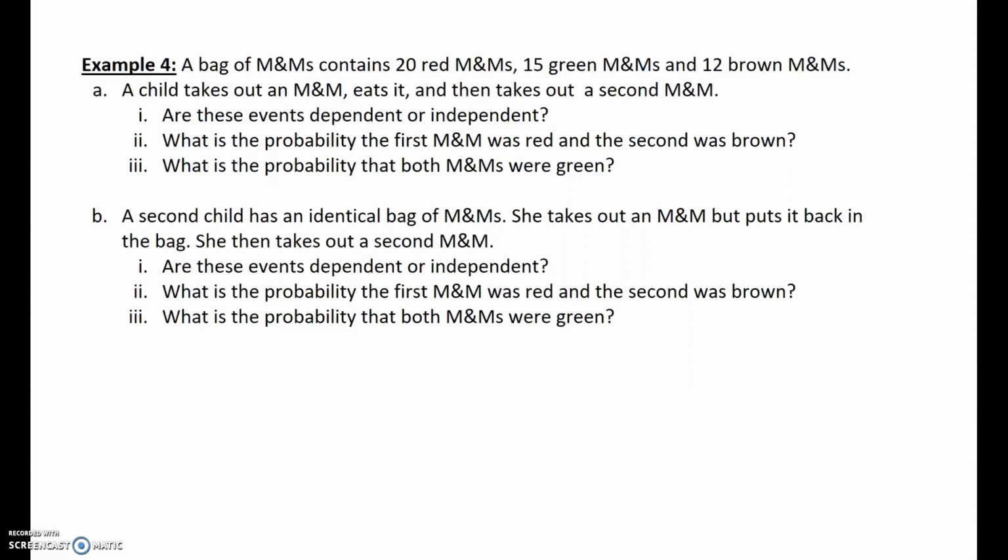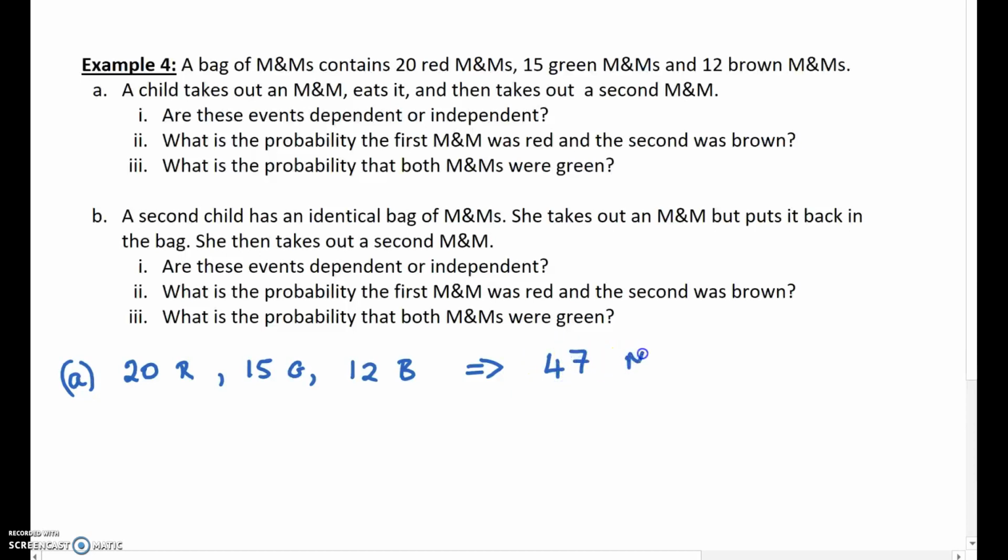What's the probability that the first M&M was red and the second one was brown? What's the probability that both were green? Okay, well let's stick to part A for the time being. Okay, so there were 20 red, 15 green, and 12 brown. So that means 12 and 15 is 27, and 20 is 47 M&Ms in total.